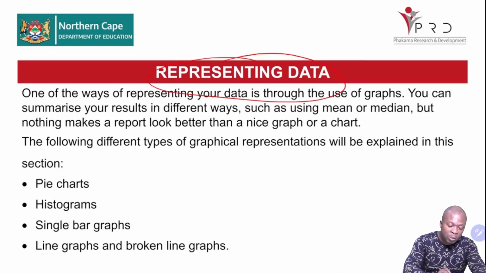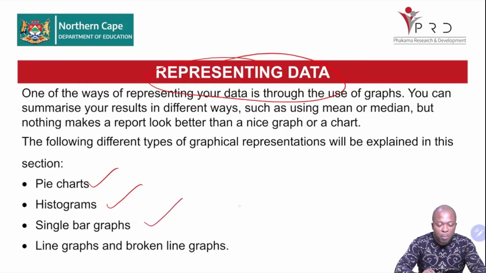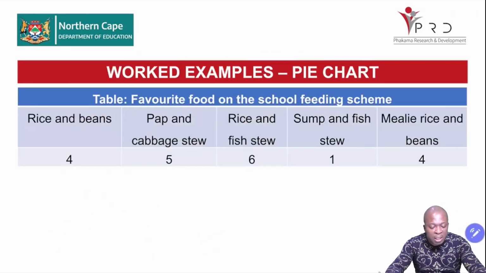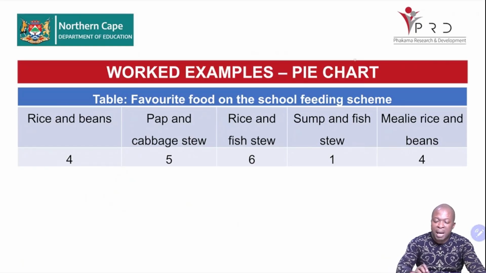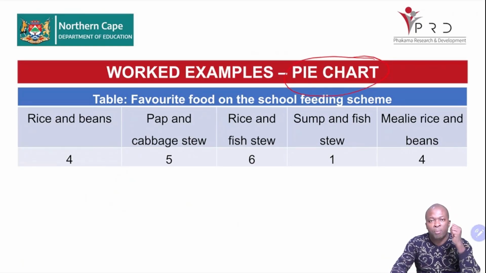And I'm saying to you that we have got ways of representing data, which includes pie charts, histograms, single and double bar graphs, broken line graphs. We can do that. Okay, so now let's look at pie chart. Before we continue, take note, you are not going to be asked to draw a pie chart.